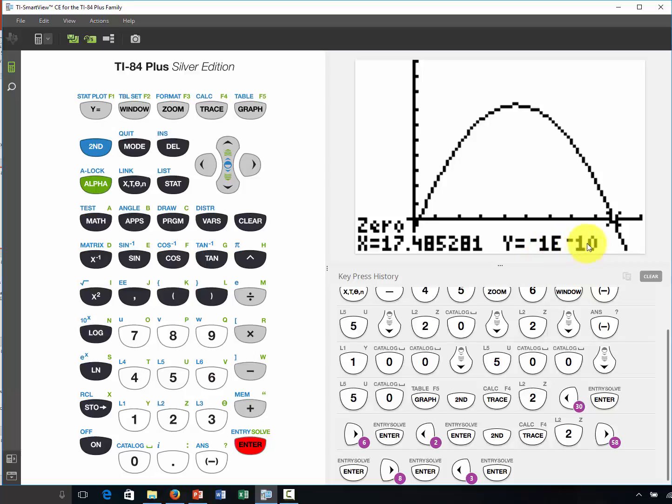Now this negative 1e to the negative 10, this is scientific notation. And what this means is this number here is very close to 0. We would have about 9 zeros and then a 1. So this is very close to 0. Let's look at this using our table.